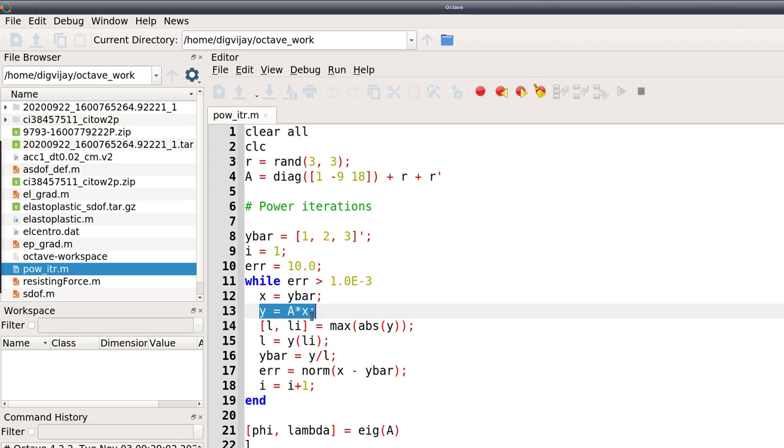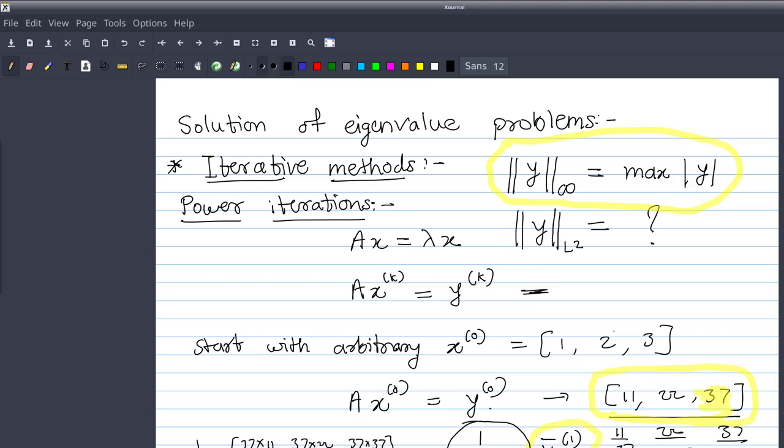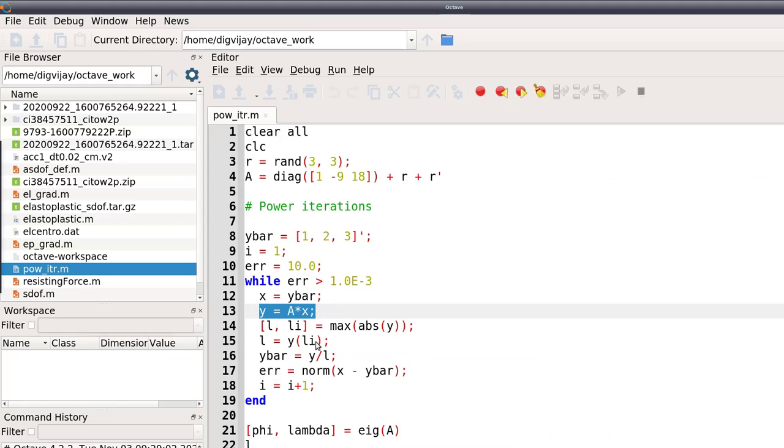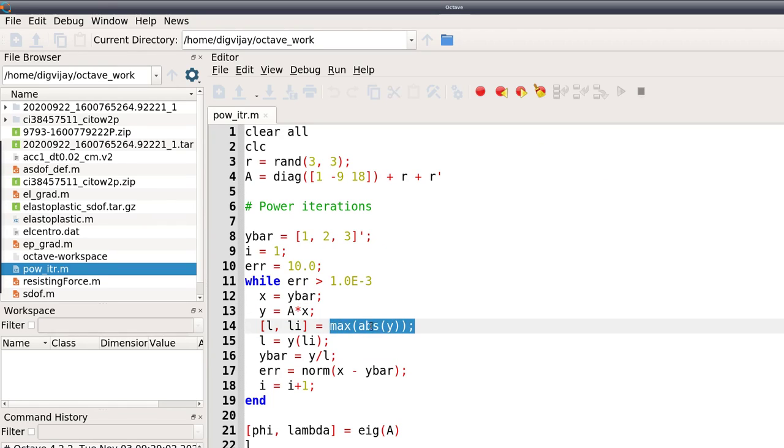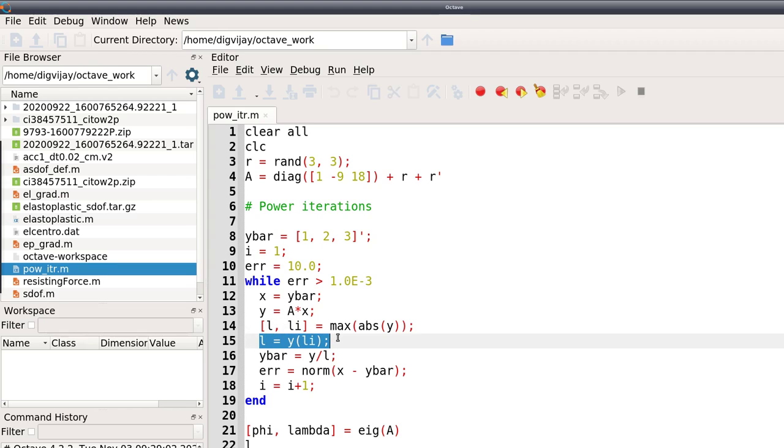y equal to ax, that is the first, this one, or this equation, y equal to x, y0 equal to x0, and you will continue this. This is the infinity norm, the maximum absolute value of y.